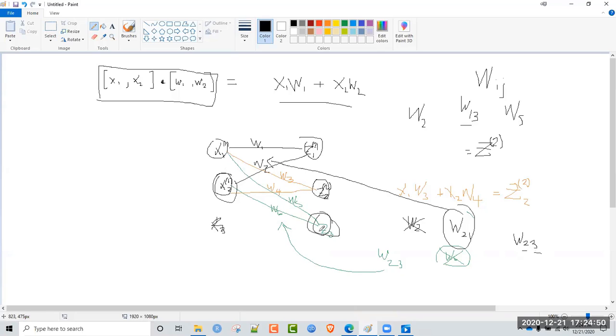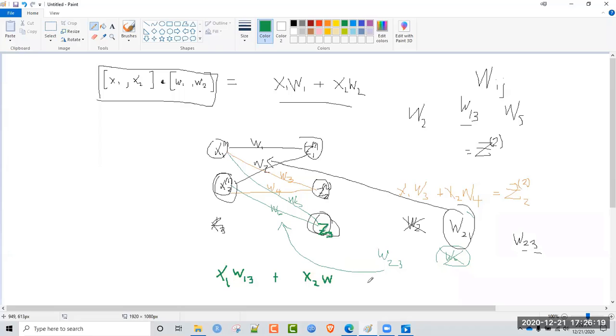Okay, now, what does Z3 equal? Here's Z3. What's the calculation for Z3? X1 W5 plus X2 W6. Now use the new notation for the W's. So X1, and then you need a W, and then X2, and you need a W. So what are they? W1,3. And why is it W1,3? Because we're coming from X1 and going to here.